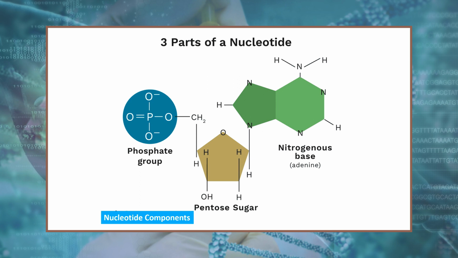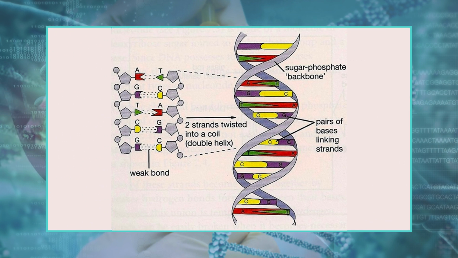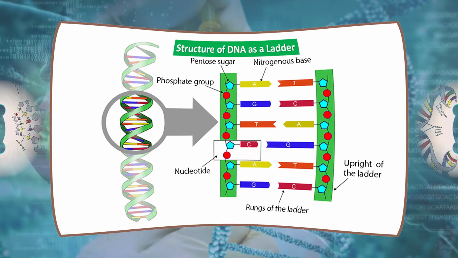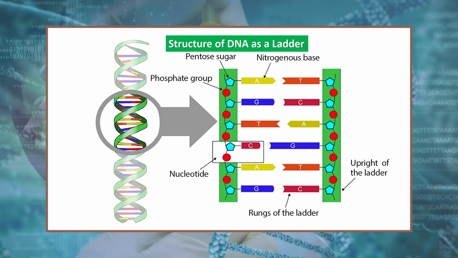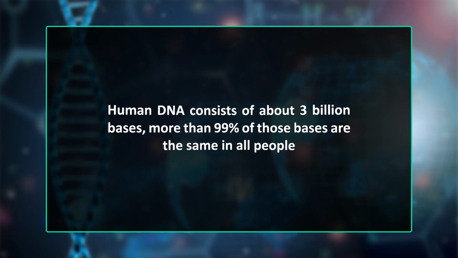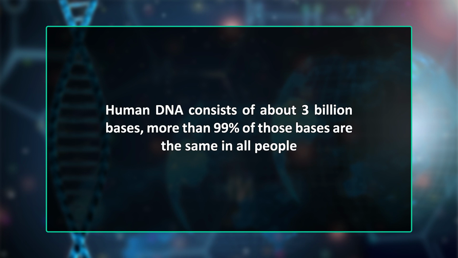So DNA is a polynucleotide. Nucleotides are arranged in 2 long strands that form a spiral called a double helix. The structure of the double helix is somewhat like a ladder, with the base pairs forming the ladder's rungs and the sugar and phosphate molecules forming the vertical side pieces of that ladder. Human DNA consists of about 3 billion bases. More than 99% of those bases are the same in all people. The order or sequence of these bases determines the information available for building and maintaining an organism.